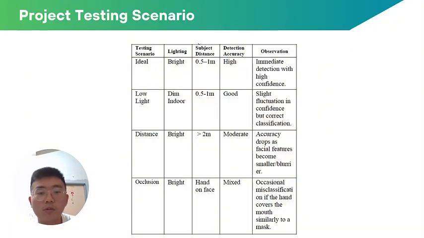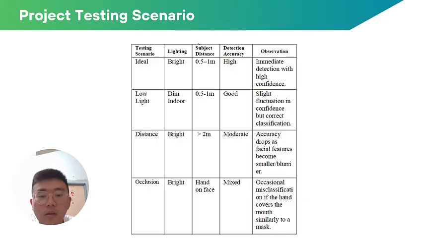Hi, my name is Chuilun. Now let's move on to our project testing scenarios. We wanted to see how our system performs in the real world, so we tested it in 4 different situations. First, we look at the ideal scenario. This is when we have bright lighting and the person is standing close, about half a meter to a meter away. In this case, the accuracy is high. The system detects the face immediately with high confidence.